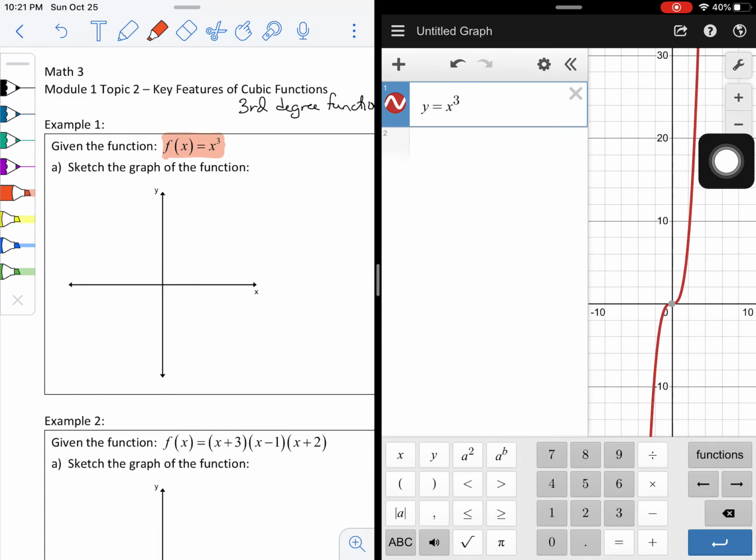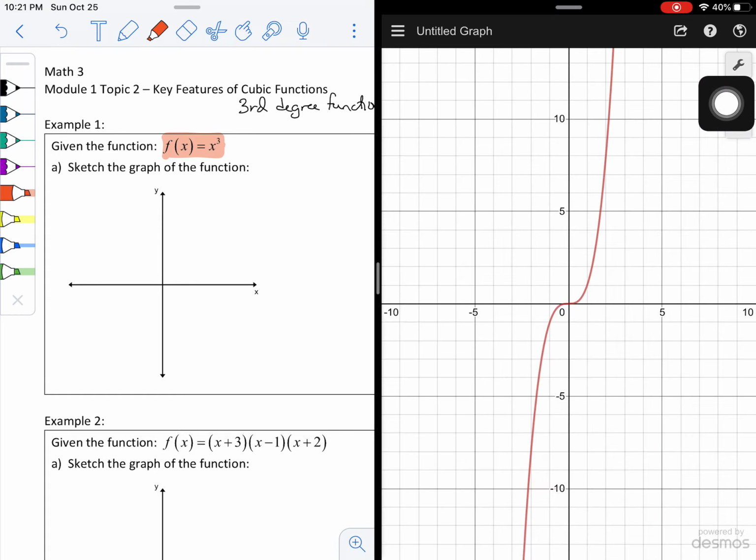Now, this is a little crowded for me, so I'm going to go ahead and close this part over, so I'm just looking at the graph. And ladies and gentlemen, this red curve is a cubic function. So the first thing I'm asked to do in the notes is to sketch the graph. Okay, so I'm just going to sketch a quick graph here. It goes through the origin, and it does continue both directions, top to bottom.